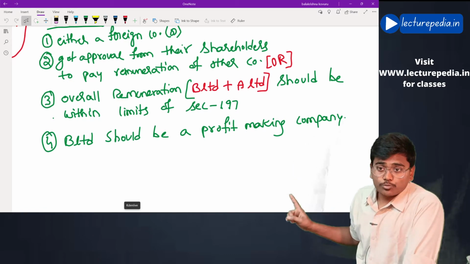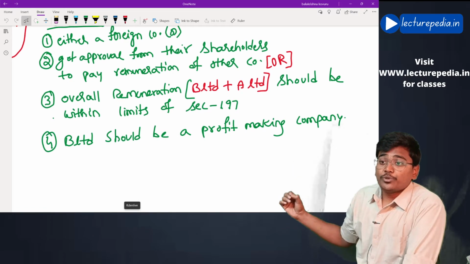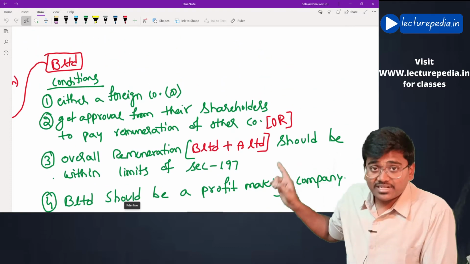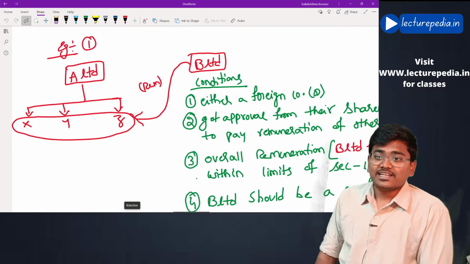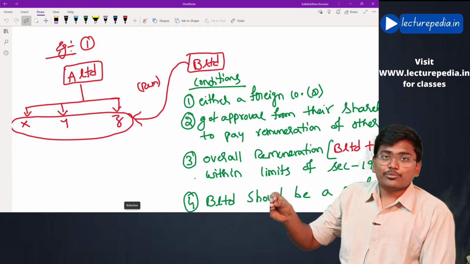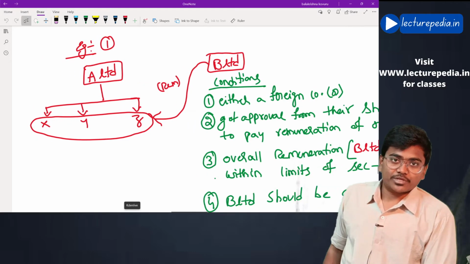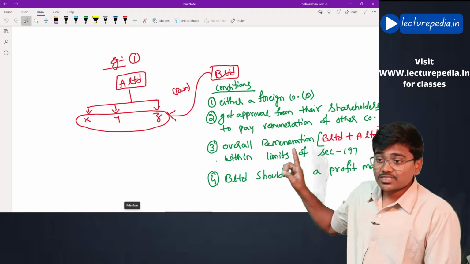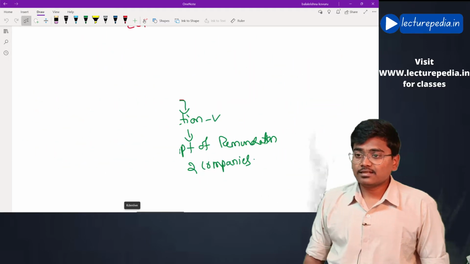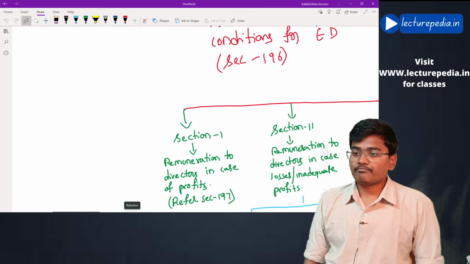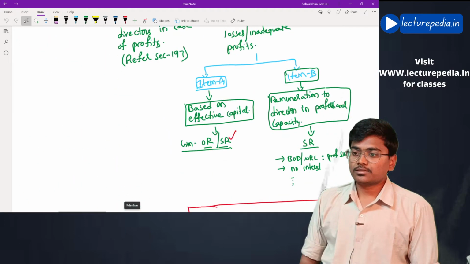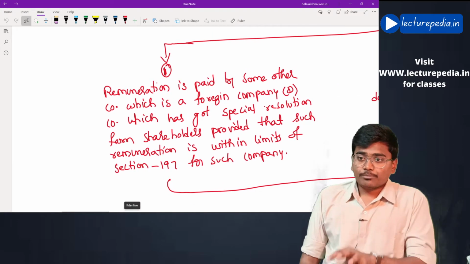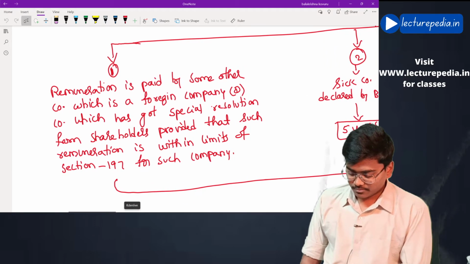Next, fourth point, B Limited should be a profit making company. That means if B Limited itself is a loss making company, it cannot give the remuneration to the directors of A Limited. Hope that is clear. This is said in this first point. Such type of companies are covered here.